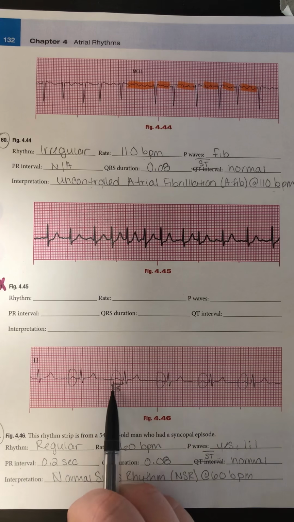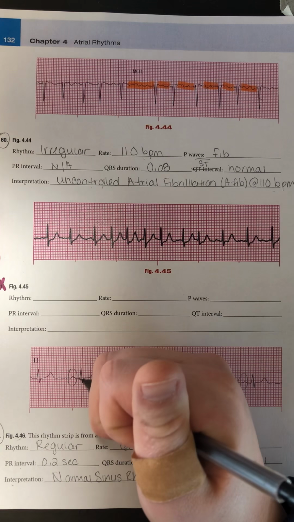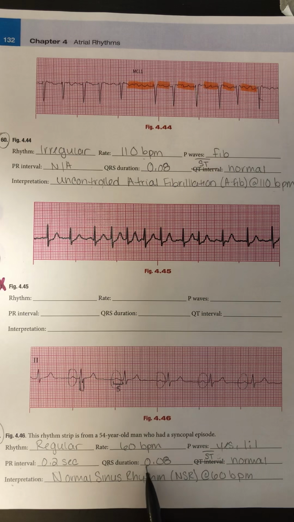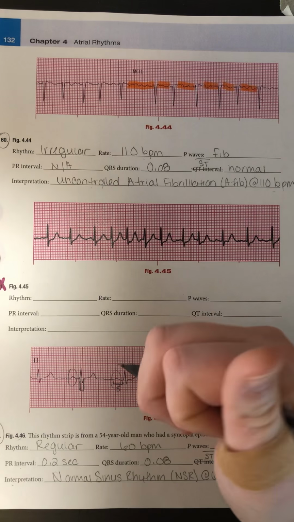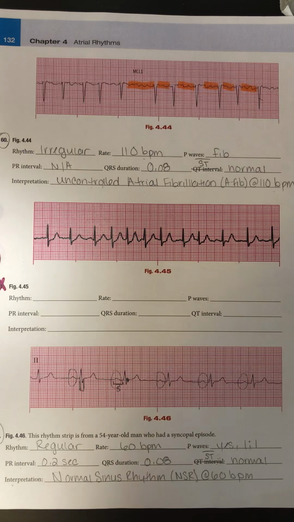My PR interval I measured out here. I got 5 little boxes, which gave me that 0.2 seconds. My QRS duration, figure out where it starts and where it stops. I got 2 boxes across, which is what gave me that 0.08. And my ST segment's normal, so here's where my QRS ends, and it ends right on that isoelectric line. So this is a normal sinus rhythm at 60 beats per minute.